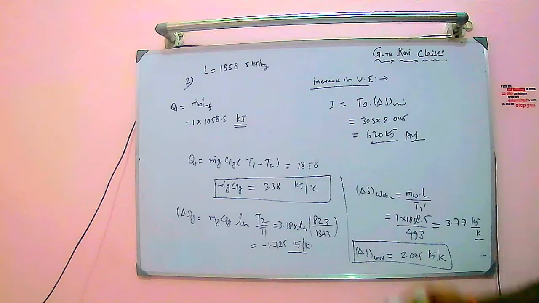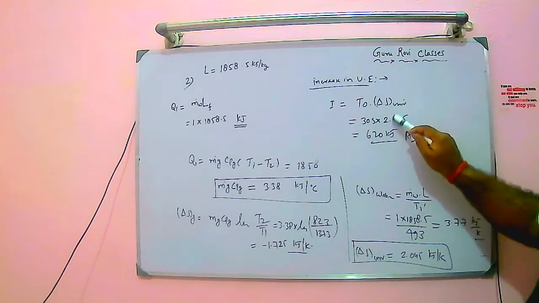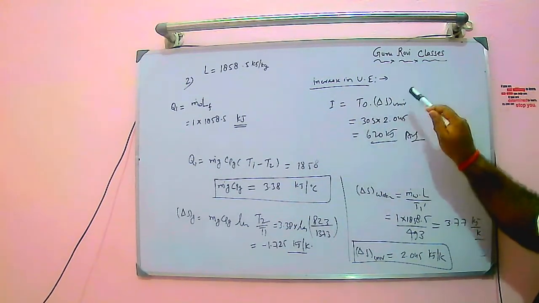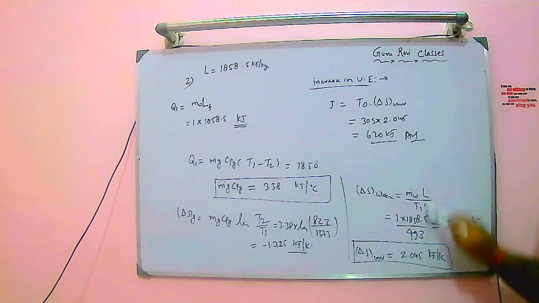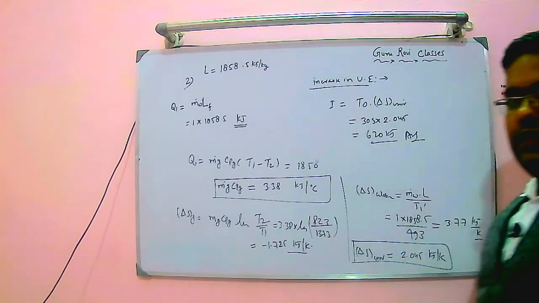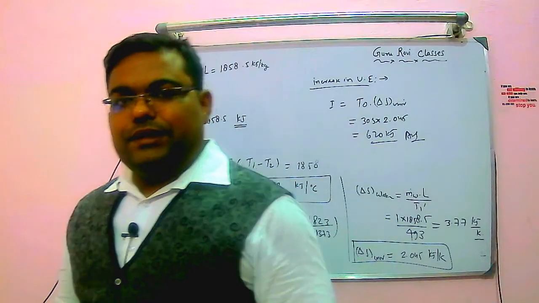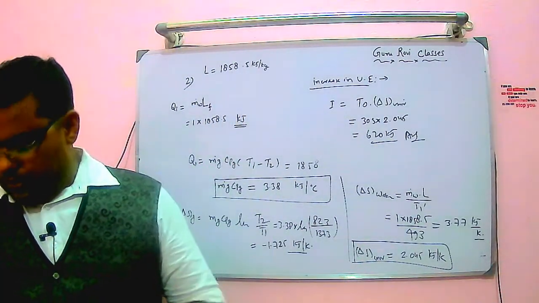So this is the increase in unavailable energy, that is nothing but T naught into delta S of the universe, which you have already calculated. Multiply and you can get this. Is that clear? So this is the second problem.